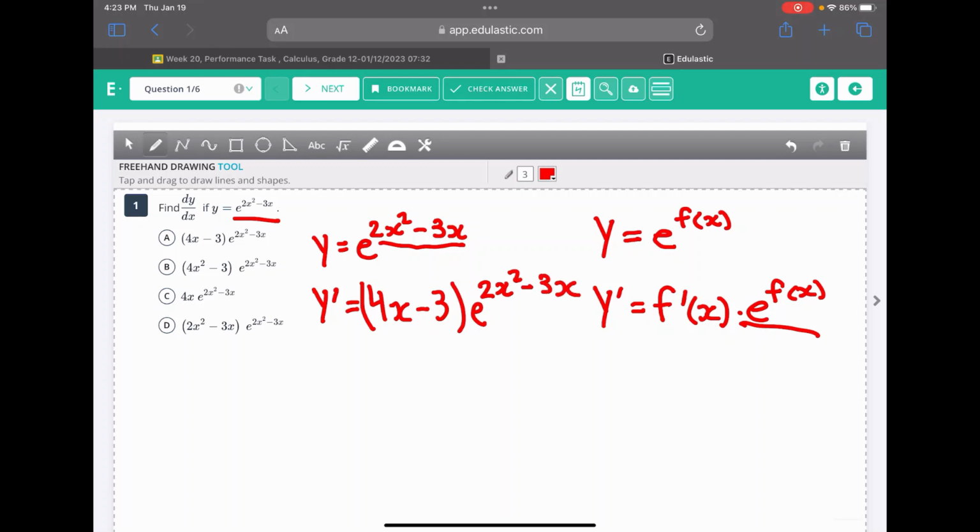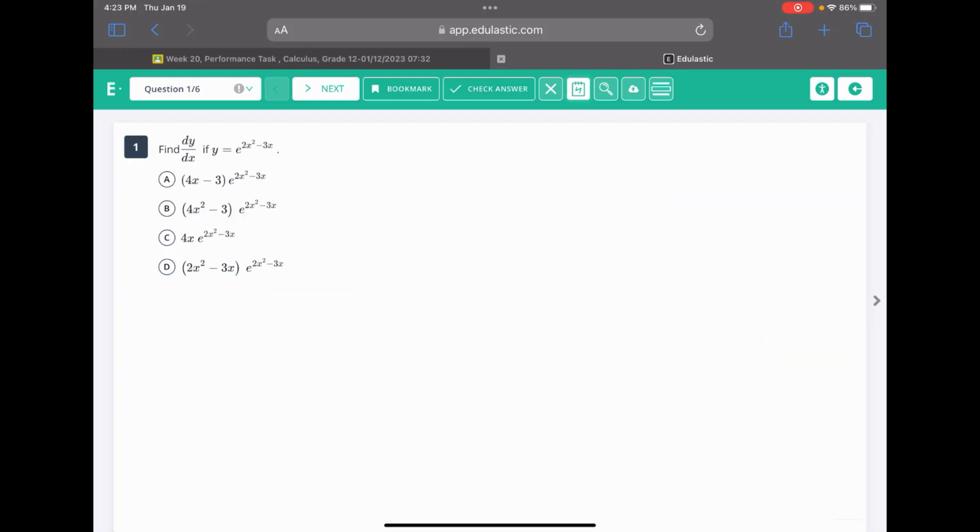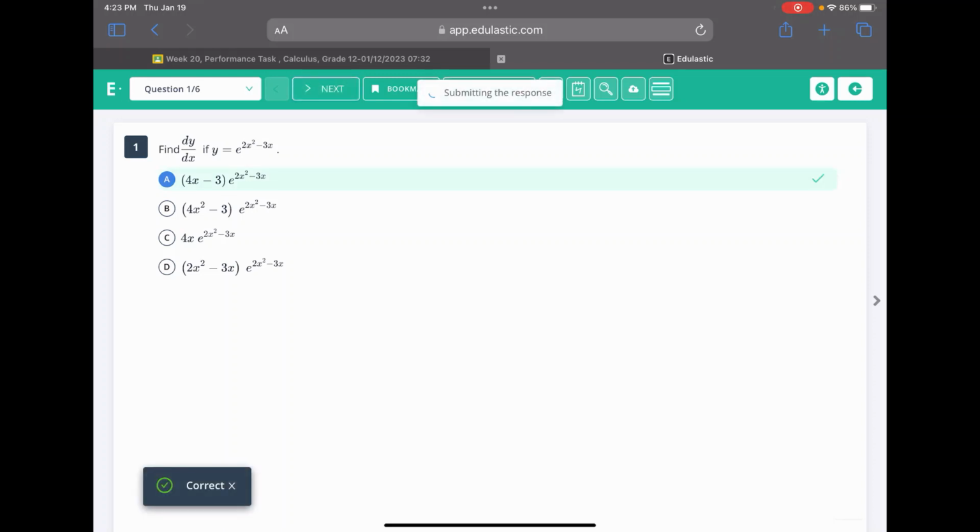Now we look at our answer choices and we see which one corresponds with our answer. And that looks like it would be A. So now we're going to just put A, and we're going to check our answer. Correct. Okay. Next question.